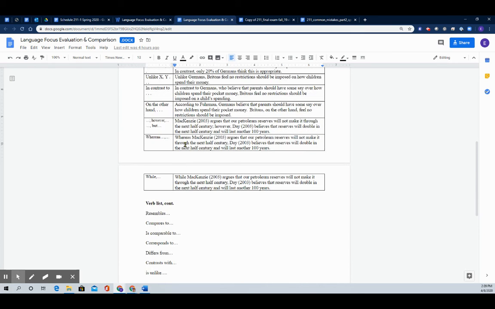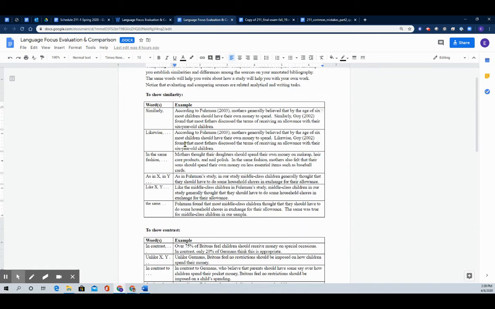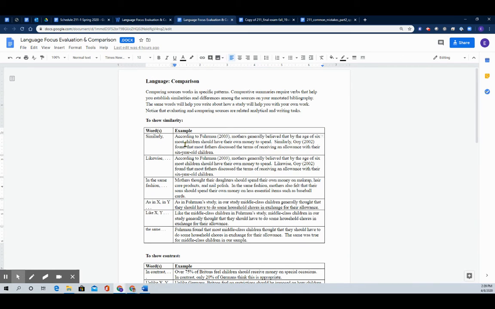Another good place to look at how comparative language works is in the sample papers. In the evaluation and comparison section of each, particularly in the comparison section, you'll be able to see patterns similar to what you have in this document. That's it on the language of comparison.